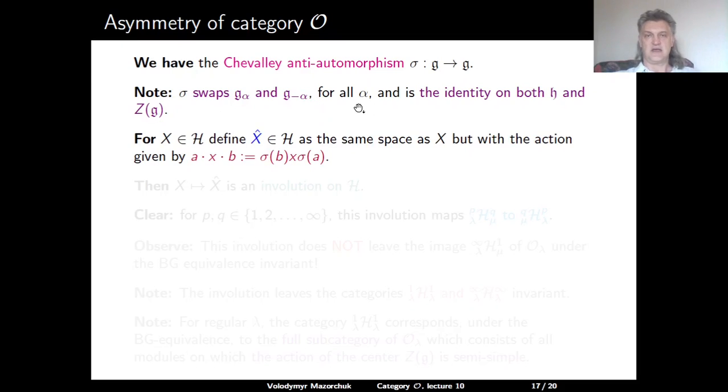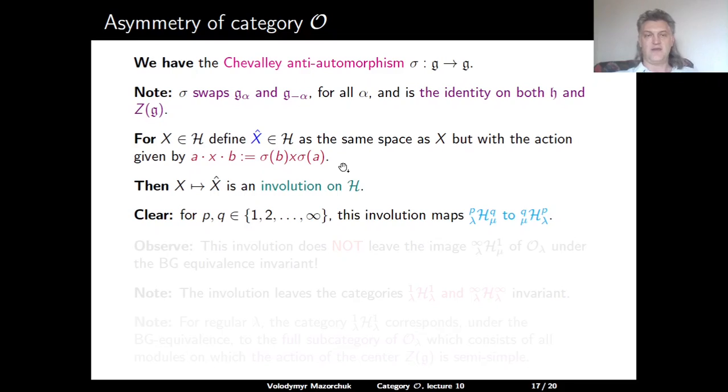Using this anti-automorphism, for a Harish-Chandra bimodule X, we can define X hat as the same vector space as X, but with the action of G twisted on both sides with sigma. So A dot X dot B is defined as sigma B applied to X on the left and then sigma A applied to X on the right. So we twist the sides of the action of G on X. Clearly, mapping X to X hat is an involution on H.